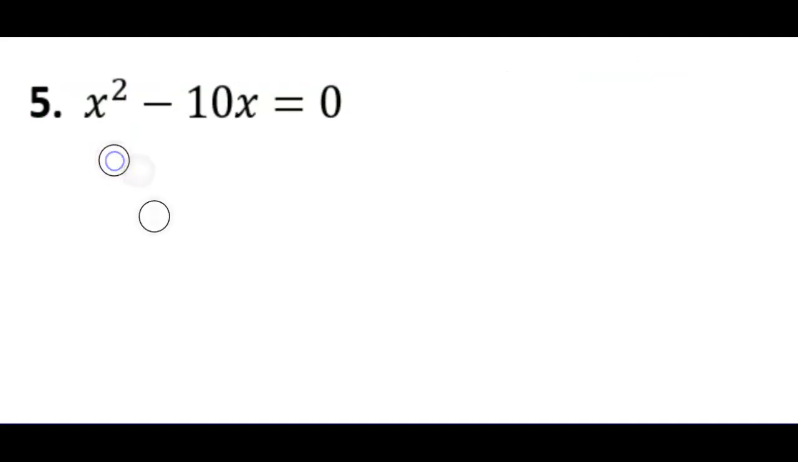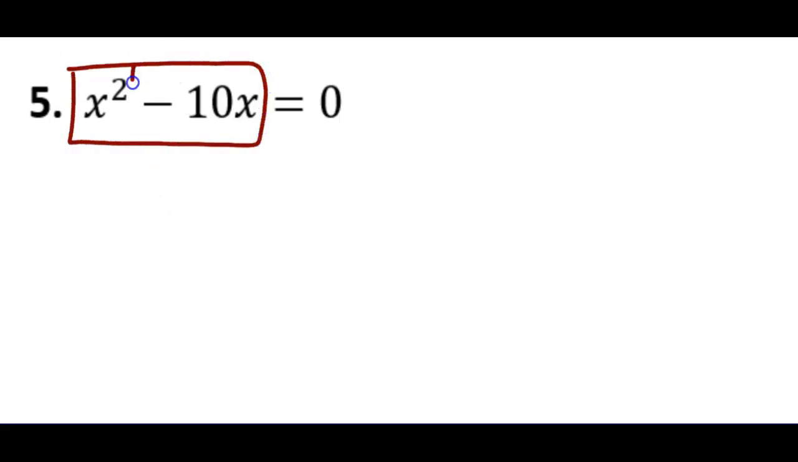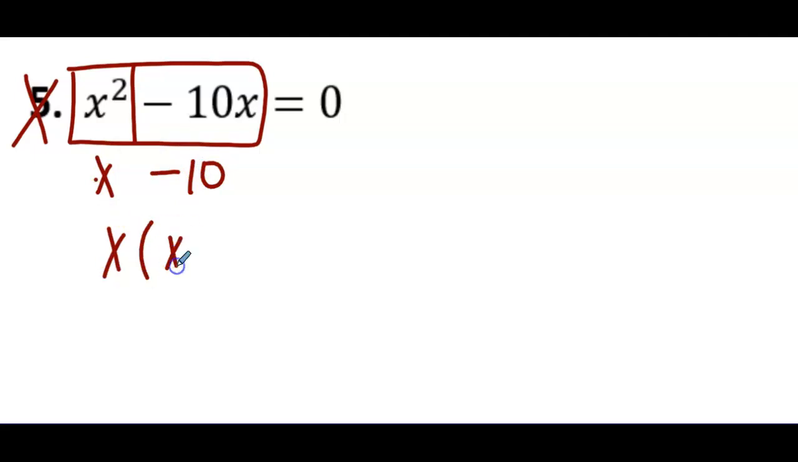Do you need to factor this one? Hoping you said yes. Box that up. You're going to pull out an X. Is that it? Is there a number? Just a 1, right? Okay, so then you're going to get X here and negative 10 here. So I've got X times X minus 10 equals 0. Could you find both your solutions here, please?